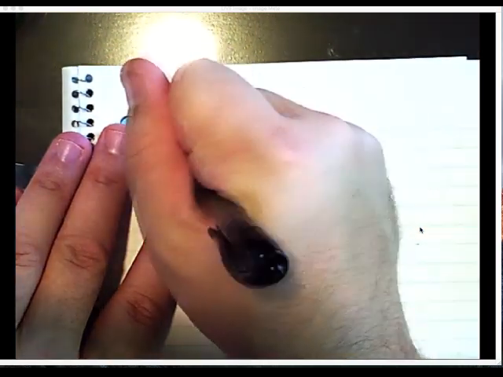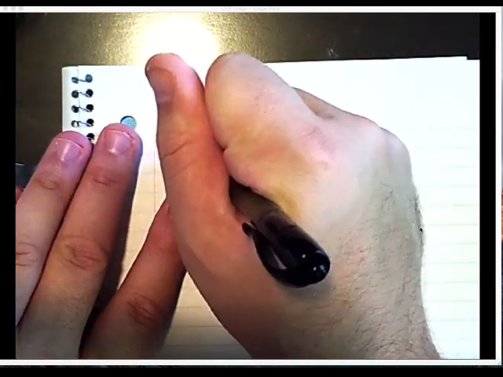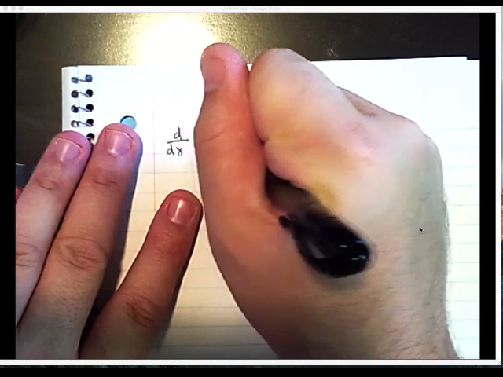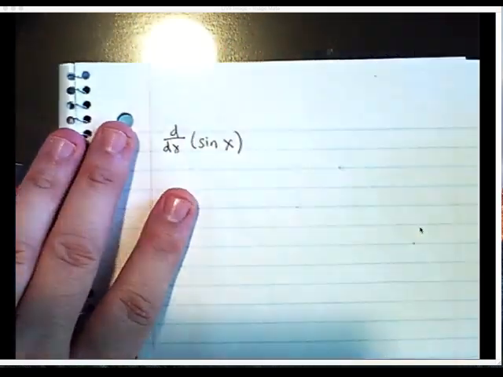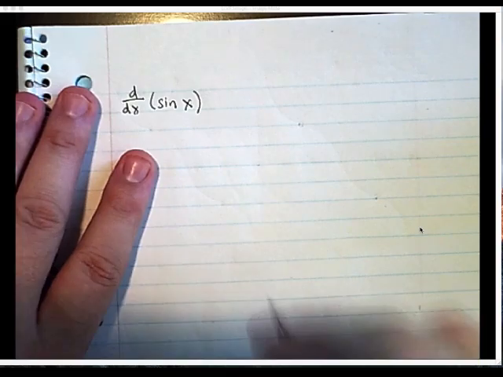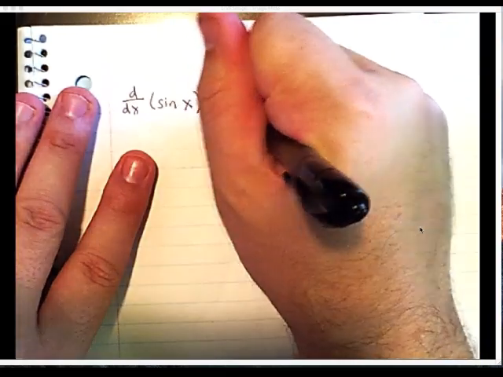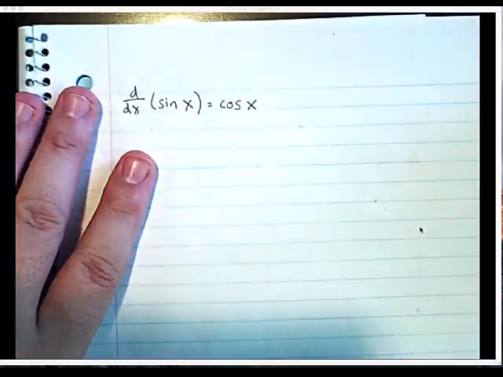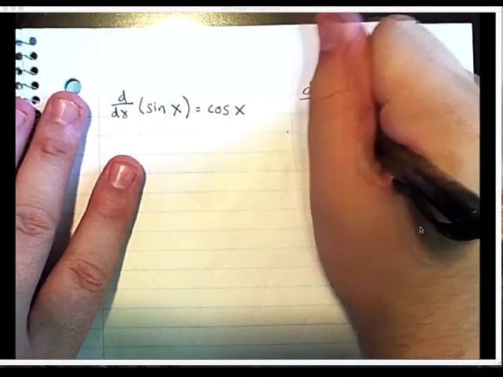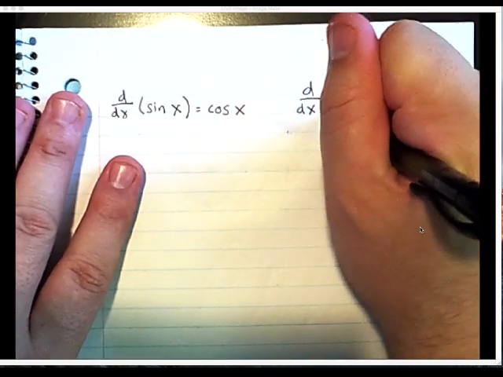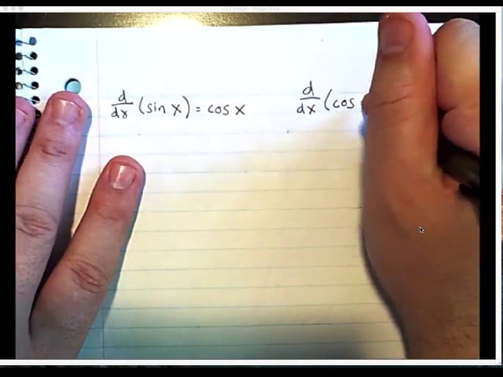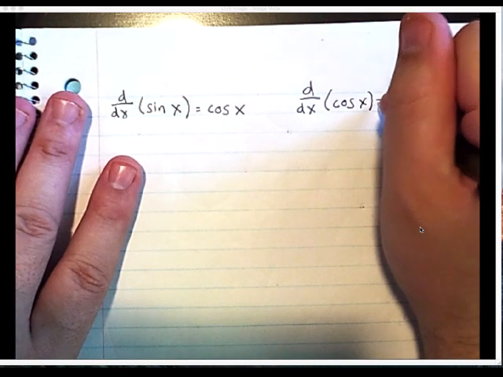I'm going to write it a little bit differently though. So we've already talked about the first 2. We should know already that the derivative of sine equals cosine. Shouldn't have any problem with that. We also said that the derivative of cosine equals negative sine.